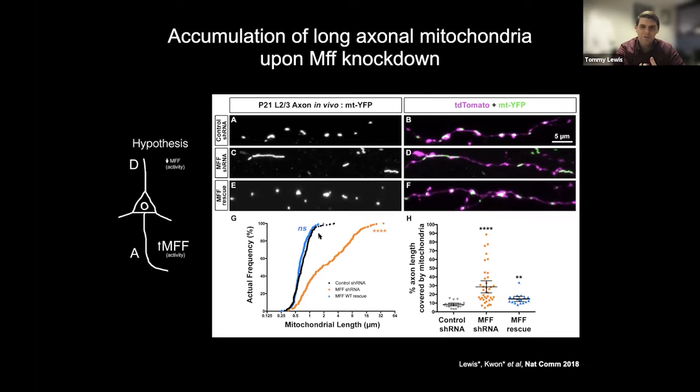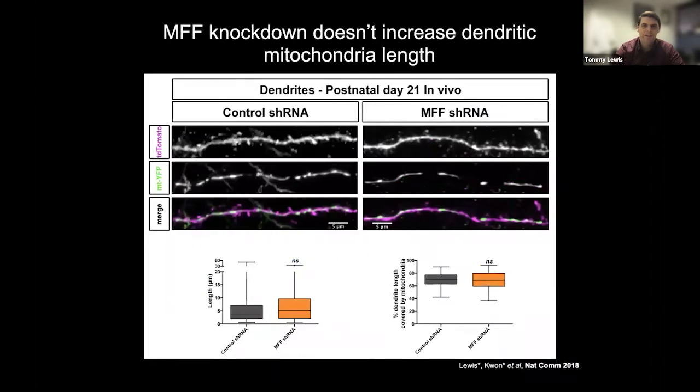This is nice, but I guess what really got us excited is when we looked in the dendrites of those same neurons that we just looked at for the axons, we saw something that was a little more surprising, and that's that MFF knockdown seemed to have no actual effect on mitochondrial length or occupancy in these dendrites. So now it looks like we have a tool that shows that MFF is the main driving factor for this increased fission along the axon.